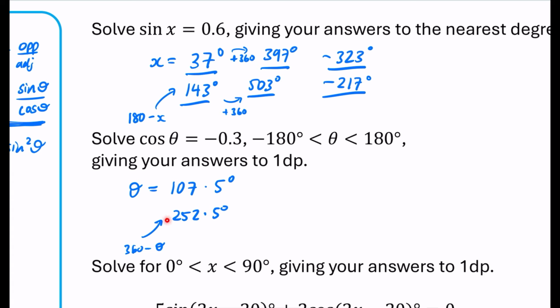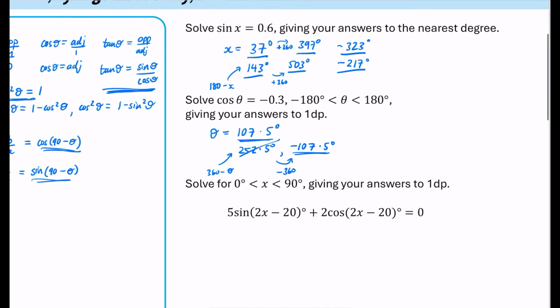This one is not inside the range. So what I'll do is I will subtract 360 from this to get it back inside the range. So when I subtract 360, I get minus 107.5 degrees. Now there's not much point in subtracting 360 from 107.5 because if you do, you go beyond the minus 180. And there's no point in subtracting 360 from this because it will go too low. So I'm just going to reject that answer and say that my two answers are 107.5 and minus 107.5 for this.